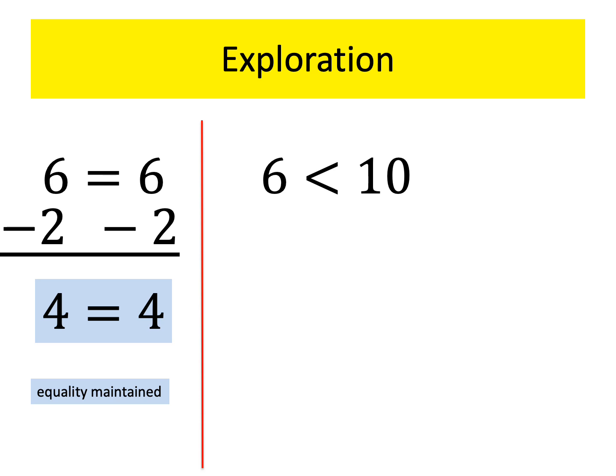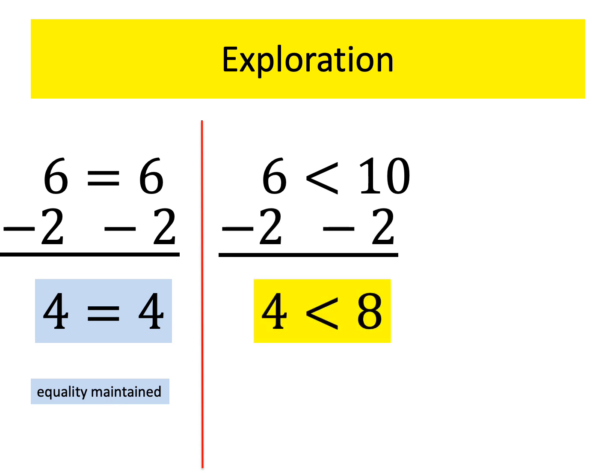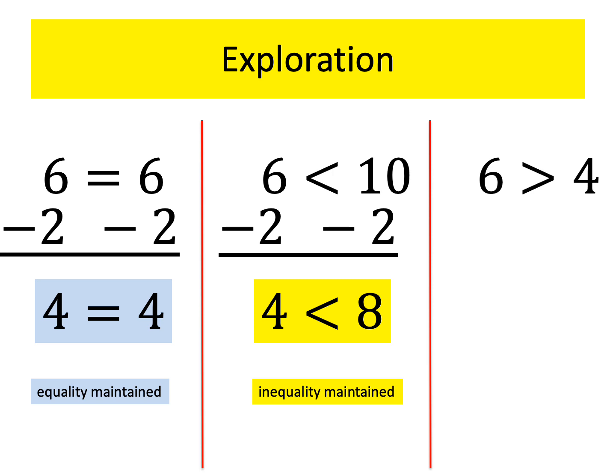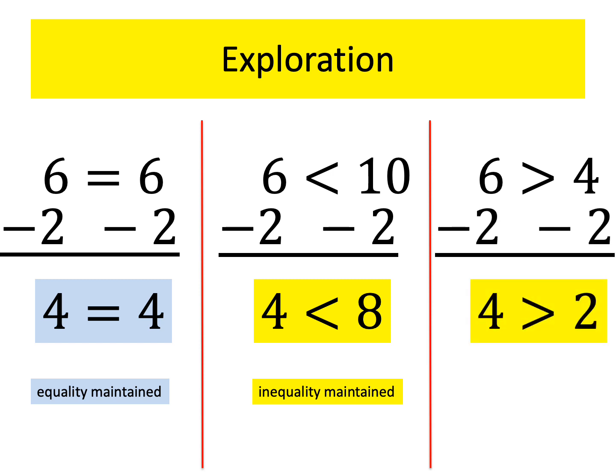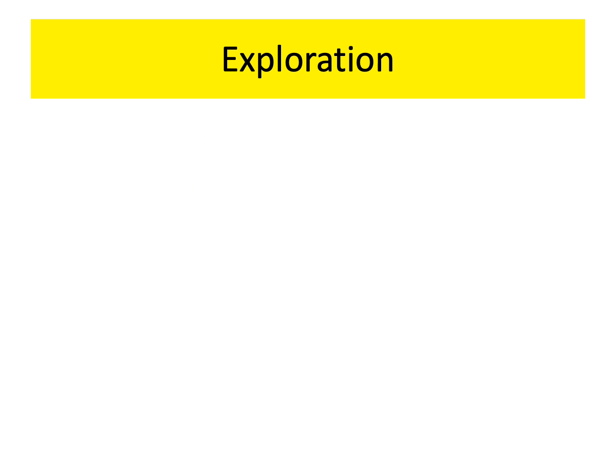Okay, well, let's see if that's true in inequality world. If we start with a true inequality, 6 is less than 10, and we subtract the same thing from both sides, we wind up with a true inequality. So we say the inequality is maintained. Okay, we start off with a true inequality. This time I said 6 is greater than 4. We subtract the same thing from both sides, we wind up with another true inequality. So it turns out that for subtraction, you can subtract anything you want from an inequality as long as you do the same thing to both sides. So there is no difference when you're subtracting between equations and inequality.